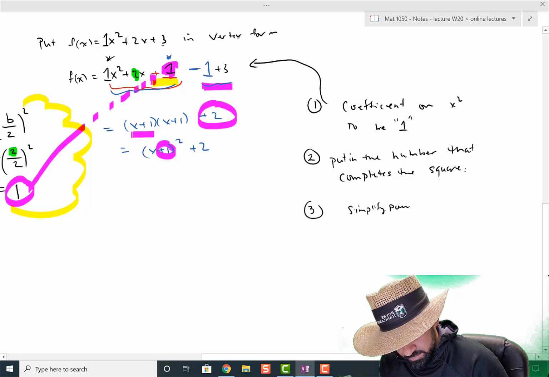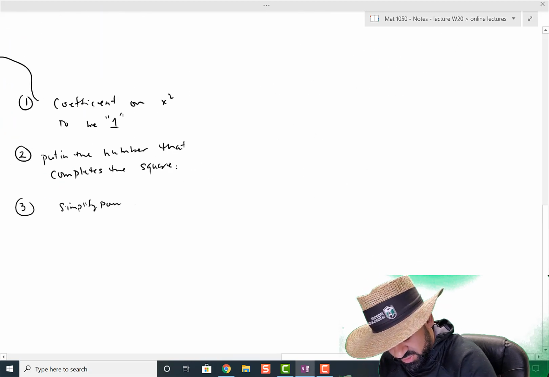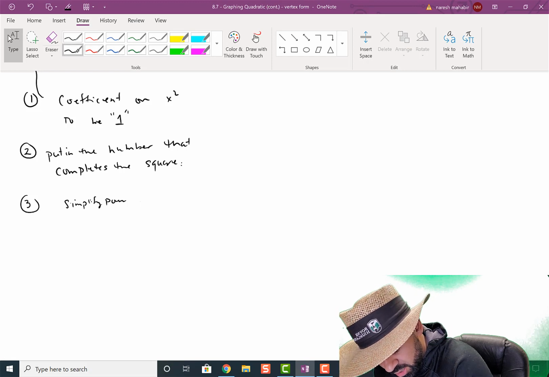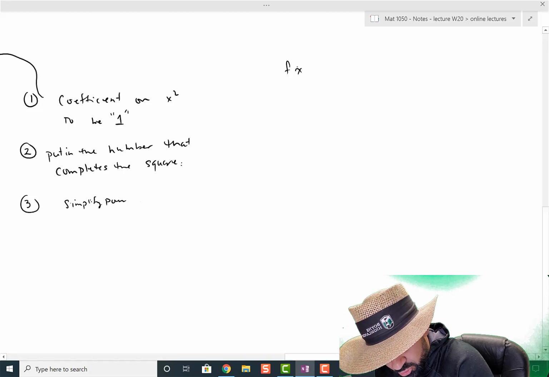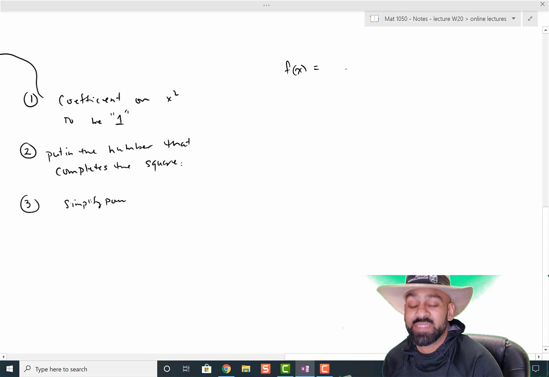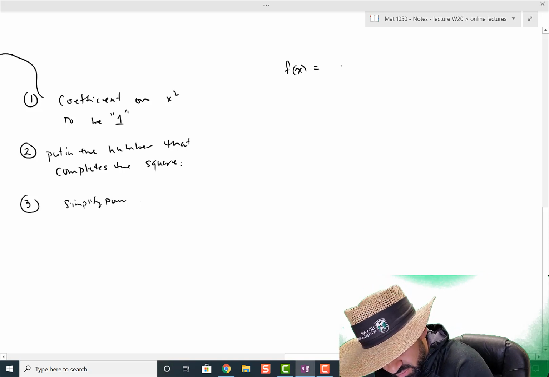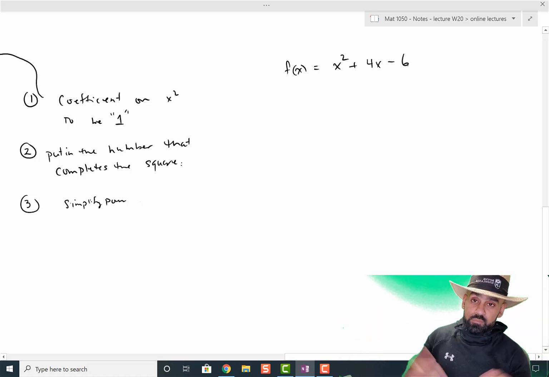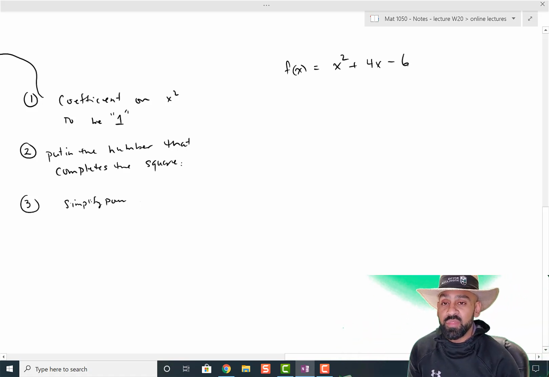Let's do another one. Okay, so that's basically it every single time. All right, so let's pull it up and let's do it again. Okay, I'm going to give you another one. Here we go. Let's say we're trying to put this guy into vertex form, okay? So f of x equals, let's say, x squared plus 4x minus 6, okay? Well, that's pretty easy to do, I think, right?